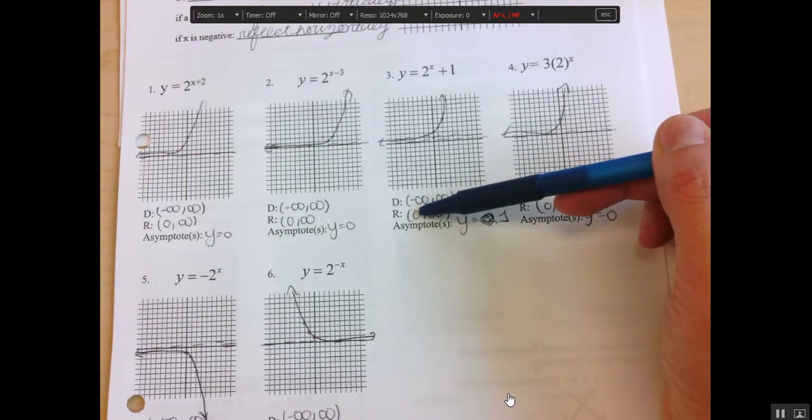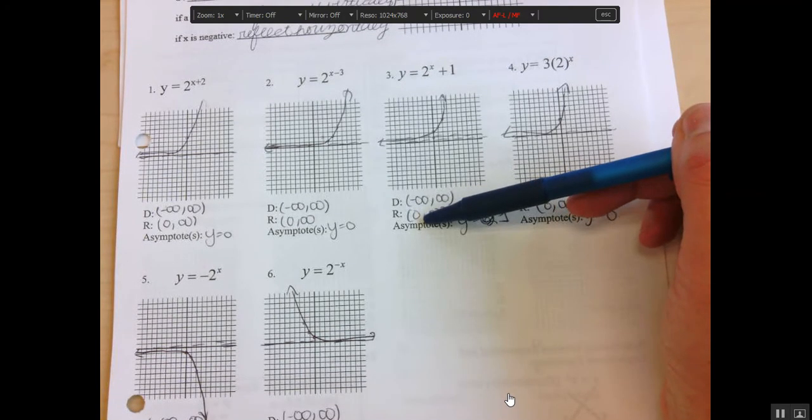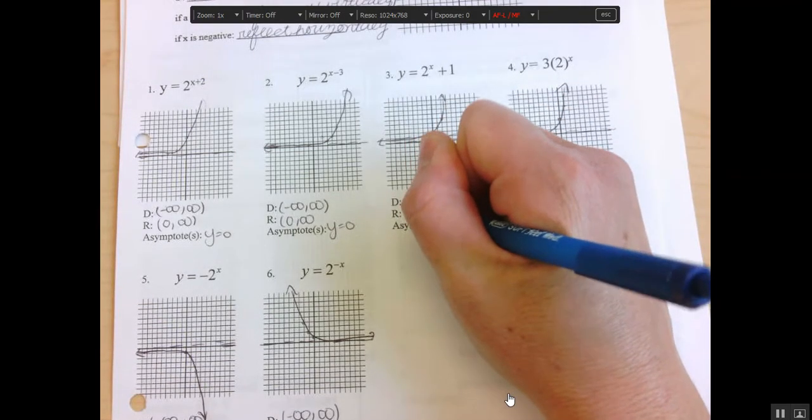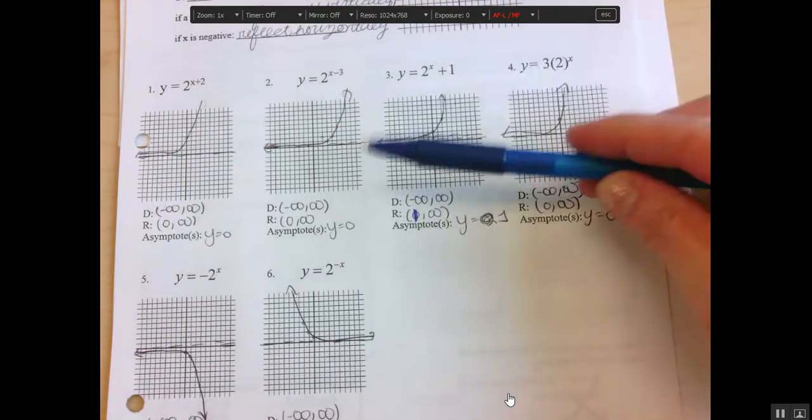Oh, and that will change your range though, right? Do you mind if I change it on here? What should it be, Tara? 1. Good. 1 to infinity. Awesome. All right, so everything shifted up here.